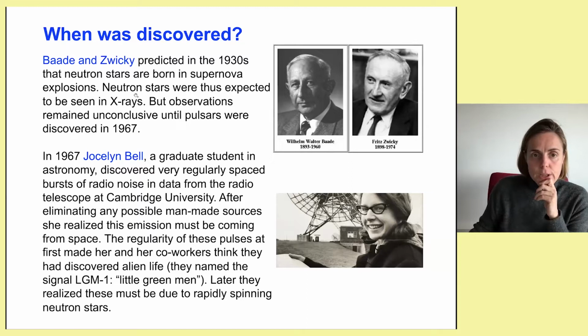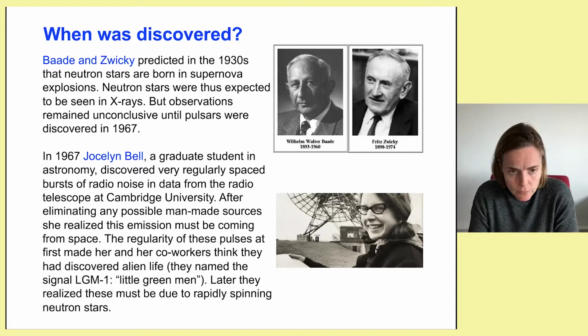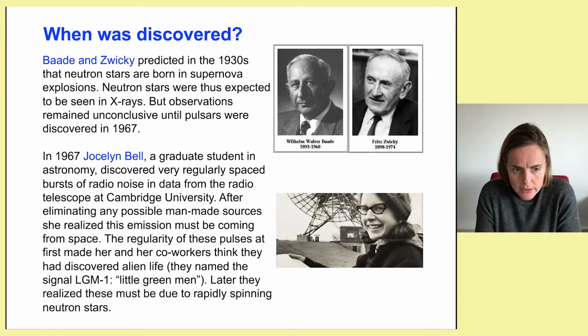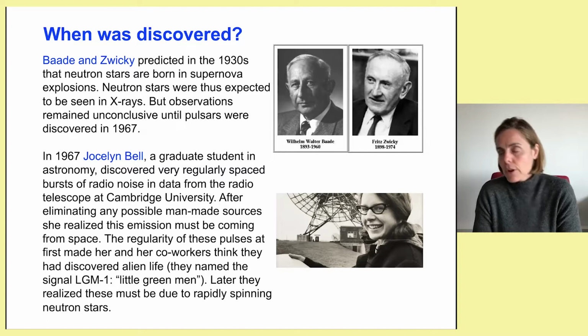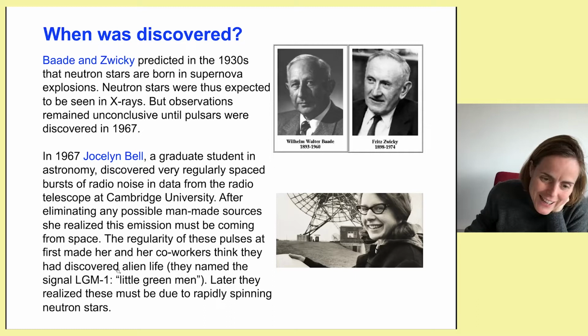So actually, as it's written here, the observations remained inconclusive until 1967, when one graduate student, Jocelyn Bell, probably you have heard of her, was a grad student in astronomy and was taking data in the radio telescope at Cambridge University, and found some kind of source that was emitting in pulses in a regular manner. And after removing all possible man-made sources on Earth, she realized that this was actually coming from space. This made them think that it was a discovery of some alien life. But of course, later it was realized that it was actually coming from a neutron star, which was rapidly spinning.